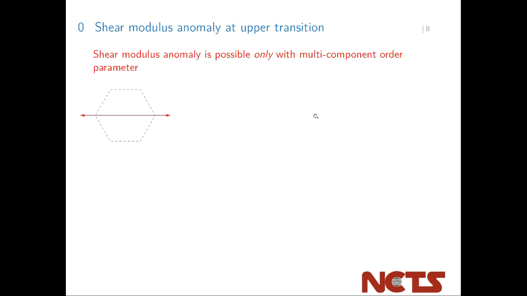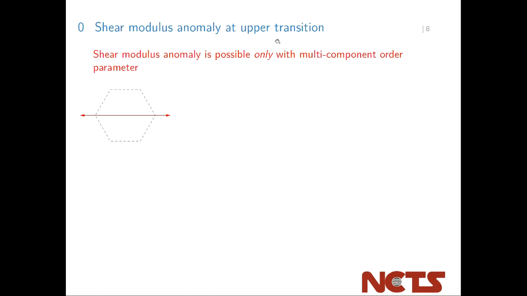I should say that if you have a single component order parameter, like in the S-wave case, then by symmetry it cannot even couple with a shear strain. So if you see anything funny happening in the shear sector across a superconducting transition, then that would be enough proof that you have a multi-component order parameter, you have nematic superconductivity.